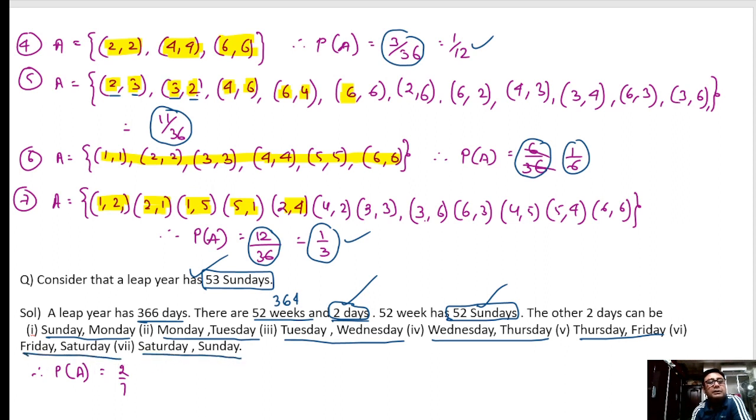And out of these, see, already I have got 52 Sundays, but I need 53 Sundays. So out of these 2 days which are left, these can be the options. How many are Sundays? Here we are getting 1 Sunday and here we are getting 1 Sunday. That means out of these 7 options, there are 2 options which can give me 1 more Sunday, so that I can have 53 Sundays. So this is the answer of this.